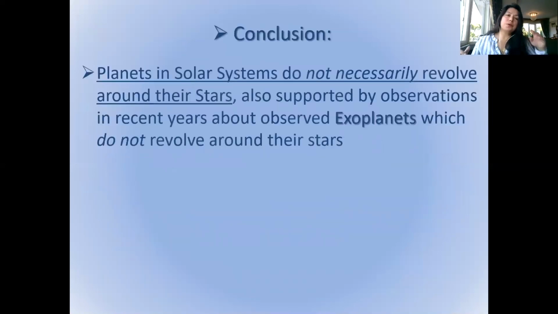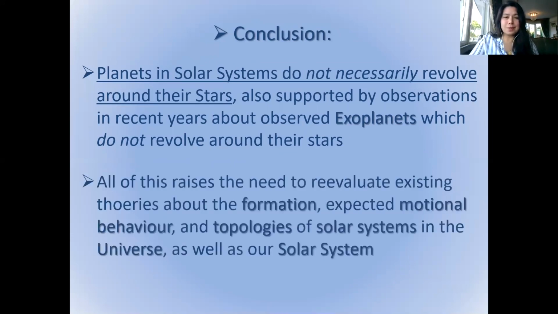So, as an overall conclusion, we can say that planets in solar systems do not necessarily revolve around their stars, as we have found out for the Earth and the Sun. And this fact is also supported by observations in recent years about observed exoplanets, which do not seem to revolve around their stars. And astronomers have tried to explain this puzzle for a long time. And all of this raises the need to reevaluate existing theories about the formation, the expected motional behavior, and the topologies of solar systems in the universe, as well as our solar system, of course.